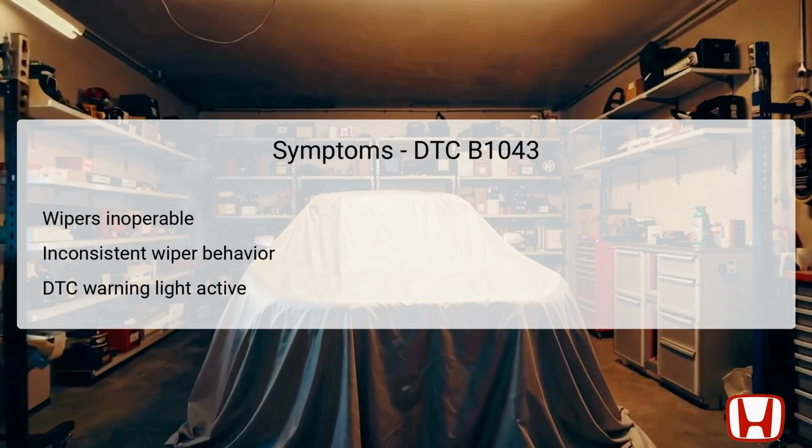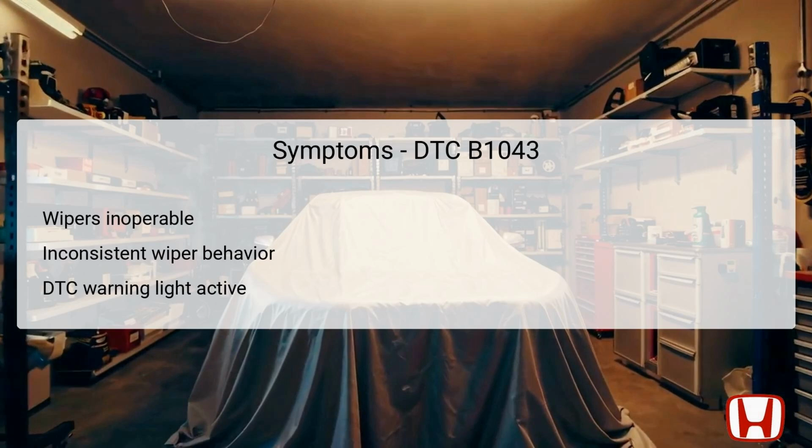When the DTC B1043 is present, several symptoms may manifest, indicating that there is a serious issue with the windshield wiper system. One significant symptom is that the wipers may become entirely inoperable, failing to activate when needed. In some cases, inconsistent wiper behavior may occur, where the wipers operate sporadically or don't respond correctly to intermittent settings.